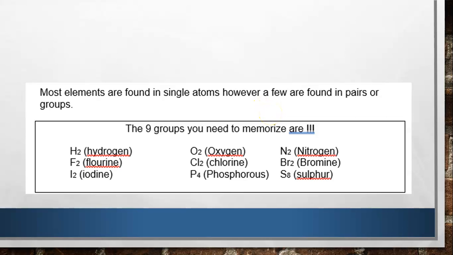Now, if we were to take these elements and try to come up with an equation for them, most of them are pretty standard. However, there are 9 of which that come in groups when we take a look at the elements. And that's hydrogen, fluorine, iodine, oxygen, chlorine, phosphorus, nitrogen, bromine, and sulfur.